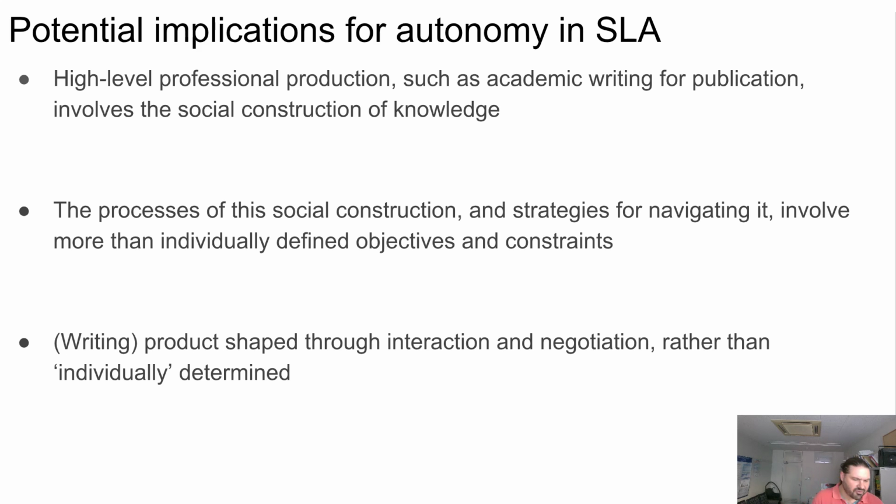So what are some potential implications for autonomy in SLA? Well, if you're thinking about trying to foster an autonomous writer, somebody who's going to be doing high-level professional production such as academic writing for publication, then I think the concept of the social construction of knowledge needs to come into their preparations for writing for publication. And then the processes of this social construction and the strategies for navigating it involve more than individually defined objectives and constraints. They're interacting with other people who also impose objectives and constraints on what they're writing, what they're doing, their knowledge production. And then the writing product is shaped through interaction and negotiation rather than individually determined.